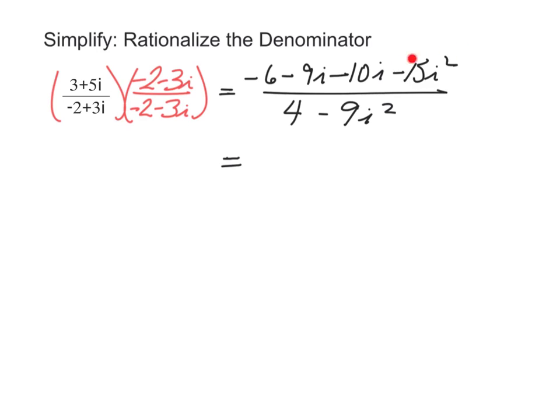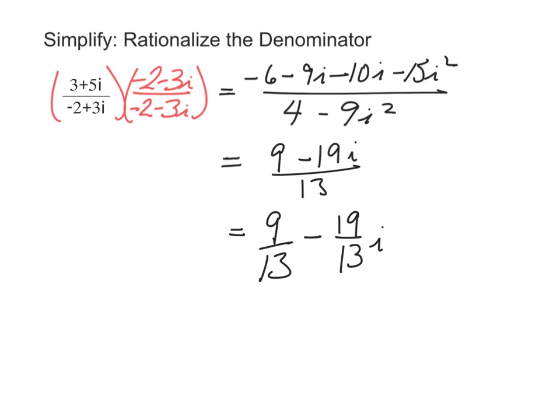When we do that, we first of all recognize that this minus 15i squared is going to turn into positive 15. And positive 15 minus 6 is 9. Minus 19i all over. Again, minus 9i squared turns into plus 9. And plus 9 plus 4 is 13. Split it into the two fractions. 9 13ths minus 19 13ths i. And now we have a complex number.